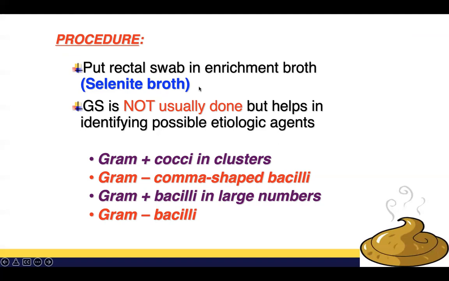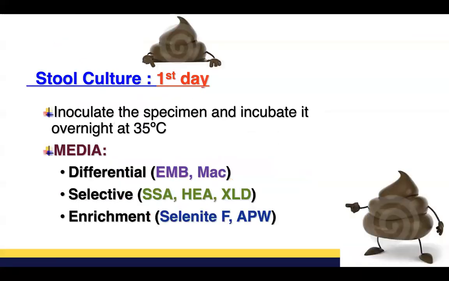Okay, we don't usually perform Gram stain on stool samples because we know for a fact there is plenty of normal microbiota there, but it helps in identifying possible etiologic agents. So if we are to perform Gram staining, you may come up with gram-positive cocci in clusters, gram-negative comma-shaped bacilli, gram-positive bacilli in large numbers, and gram-negative bacilli.